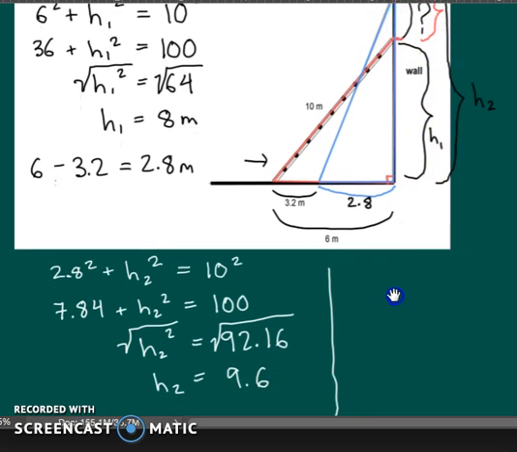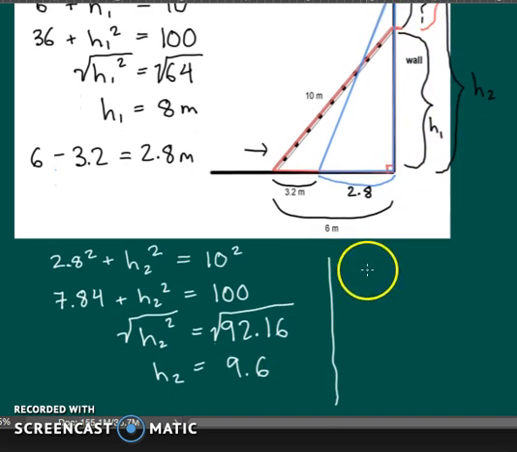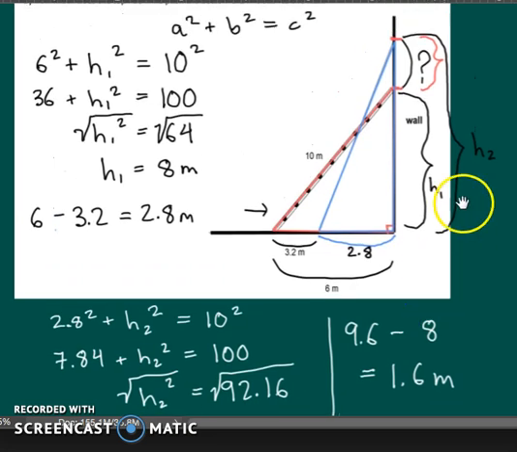So what we need to do is take our new distance, 9.6, and subtract our old distance or height, which was 8 meters. And that is equal to 1.6 meters. So the ladder rose 1.6 meters when it was moved 3.2 meters closer to the wall.